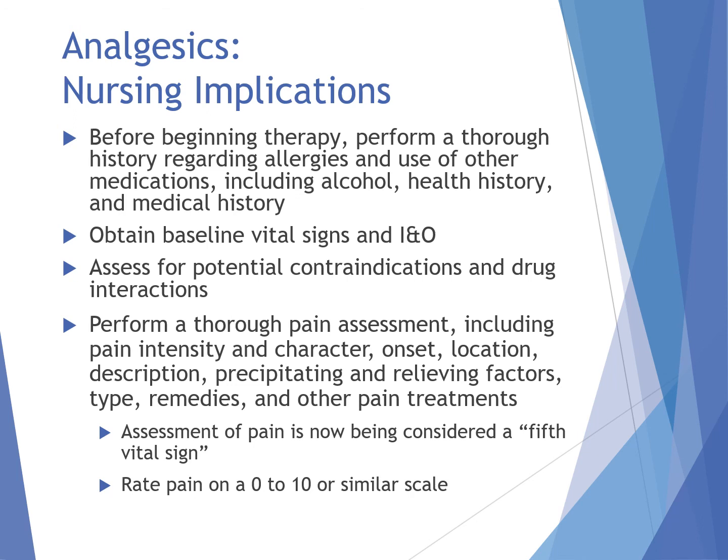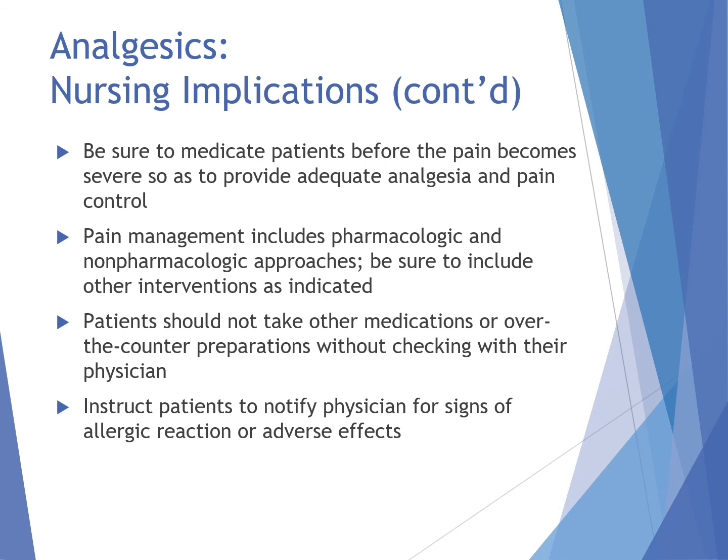Perform a thorough pain assessment, including pain intensity and character, onset, location, description, precipitating and relieving factors, type, remedies, and other pain treatments. Assessment of pain is now being considered a fifth vital sign. Rate pain on a 0 to 10 or similar scale. Be sure to medicate patients before the pain becomes severe so as to provide adequate analgesia and pain control.